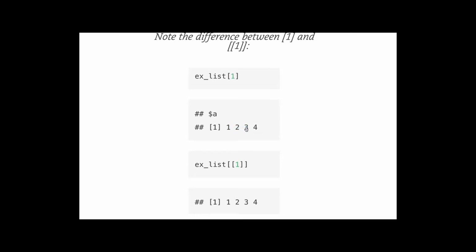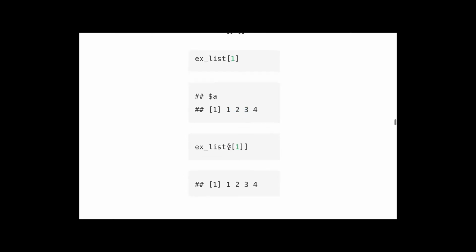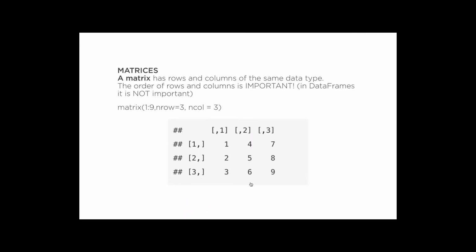If we subset the list using double square brackets, we're just extracting the element of the list, bypassing all the additional information. So for calculation purposes, more likely you would need to extract just the elements of the list. Matrices, remember this is now 2-dimensional data that has rows and columns, but they have to be of the same data type.